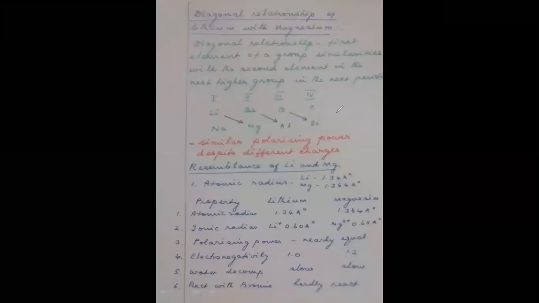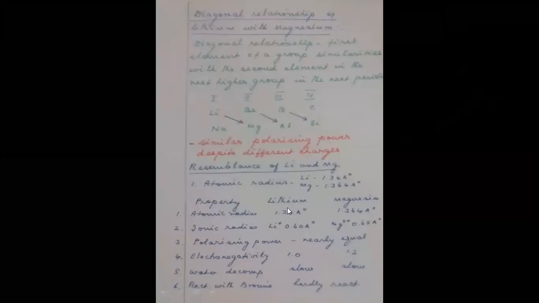Now we are going to discuss the resemblances of lithium and magnesium. First resemblance, atomic radius. Lithium atomic radius is 1.34 angstrom units and magnesium 1.364 angstrom units, almost equal.